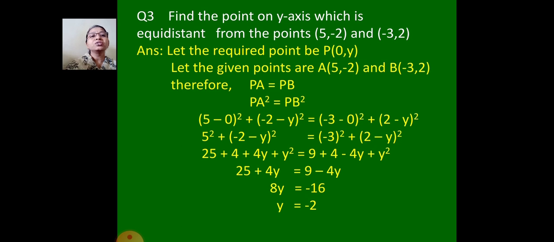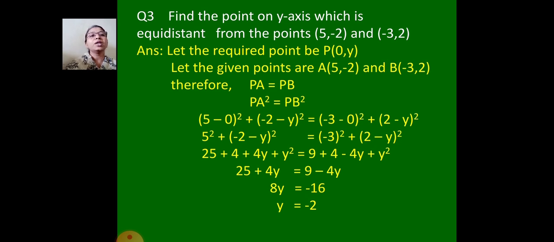Why do we do this? Just to remove that root sign, because we know square and square root, they cancel each other. So to remove that root sign, you need to square it. Okay, so now PA square is equal to PB square.